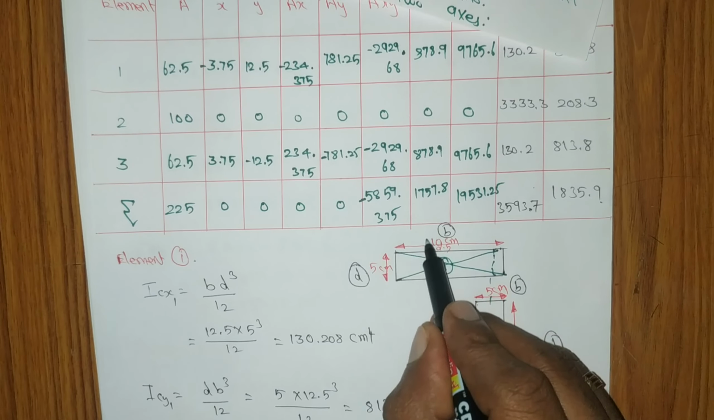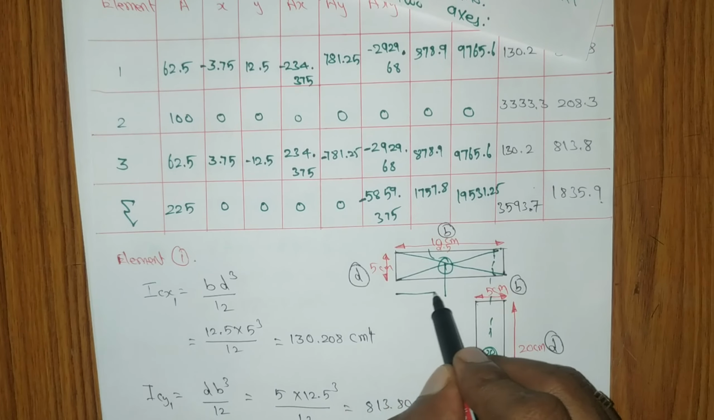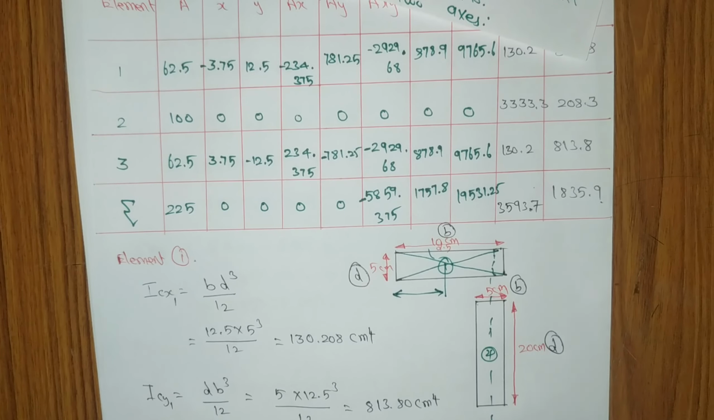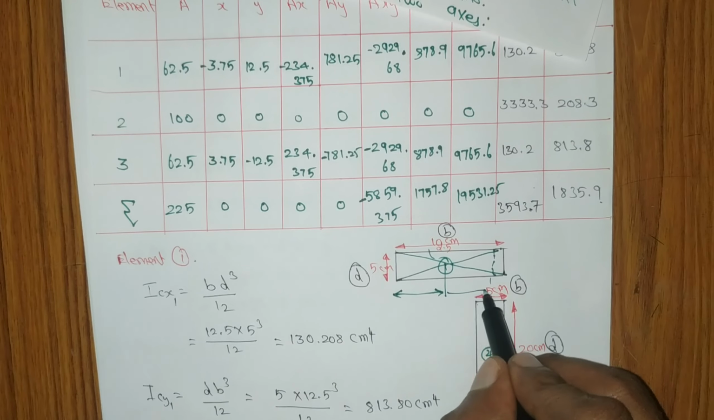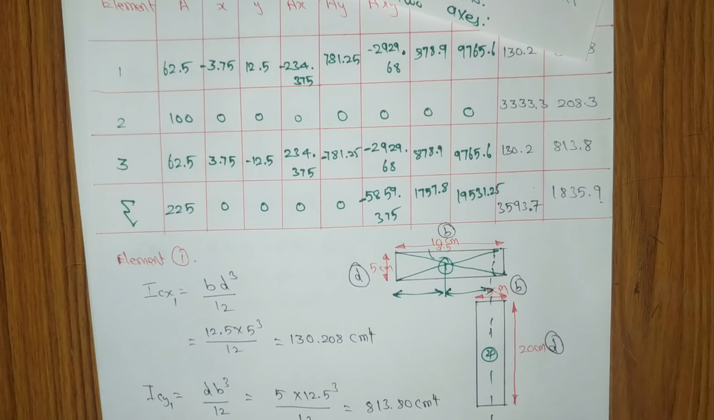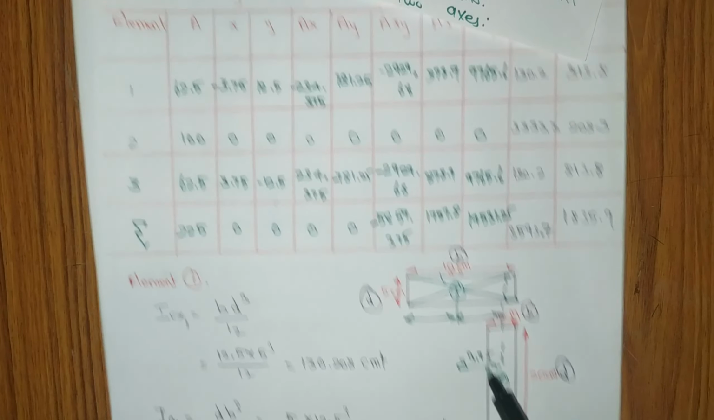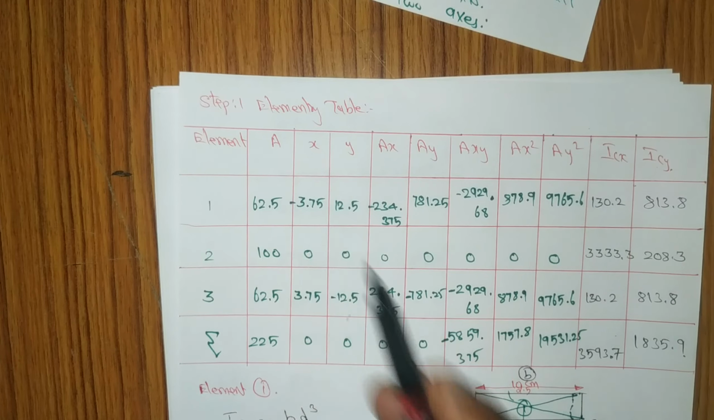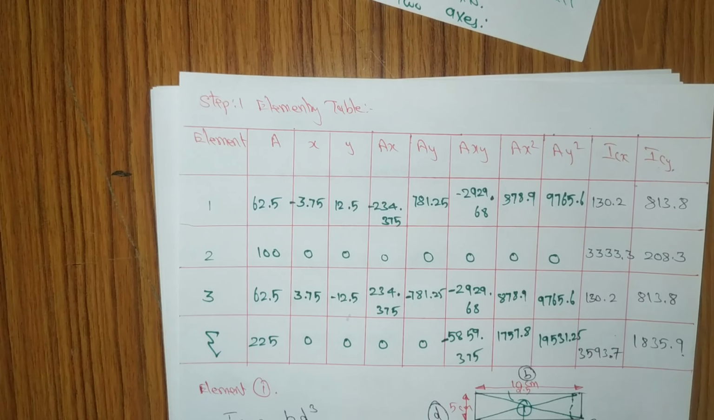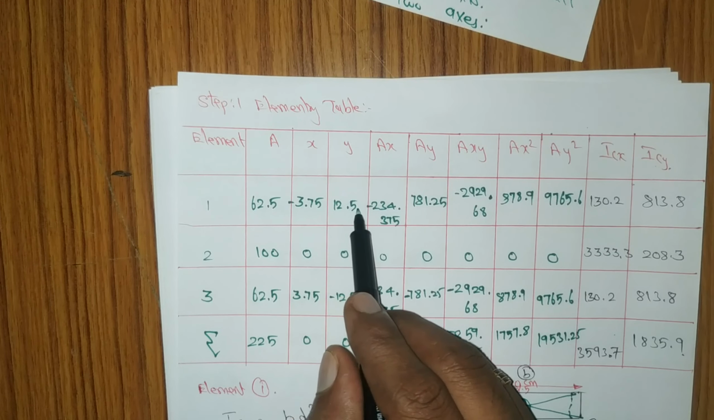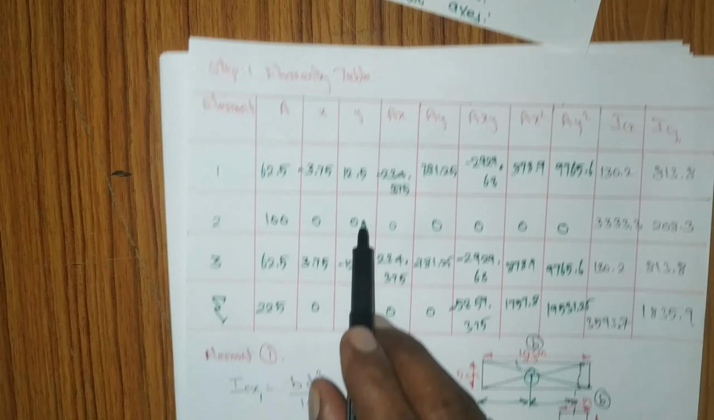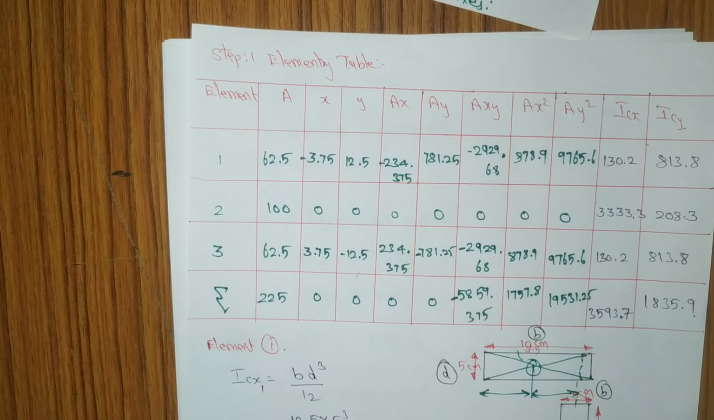So the entire length will be 12.5. We need to calculate half of this value, then minus this entire value. So 3.275 plus 2.5, then it will be minus 3.75. So that is what we are getting as the x value. In a similar fashion from the reference axis, what is the y value? We are getting 12.5. Then x for the second element is 0. The third element is in the positive case, so plus, and y will be minus 12.5.